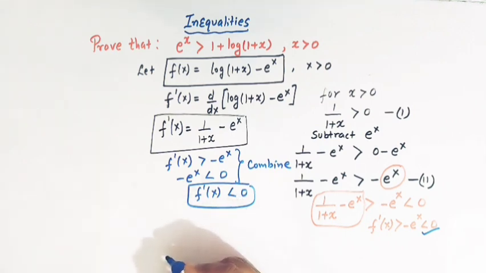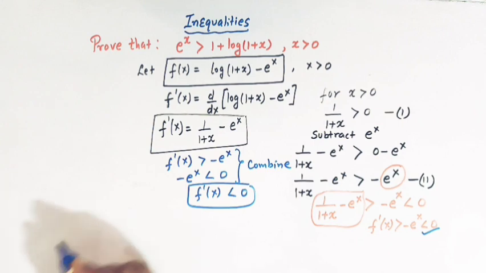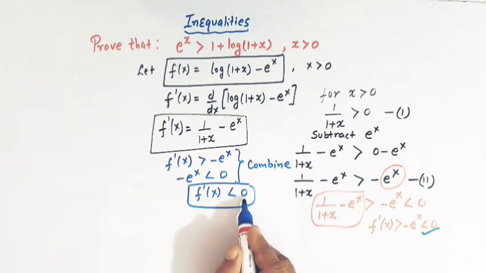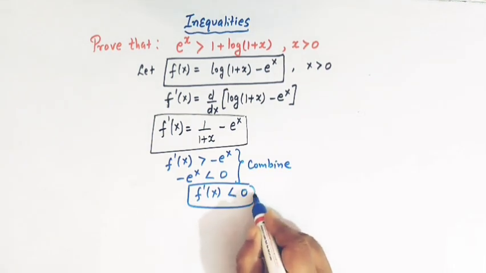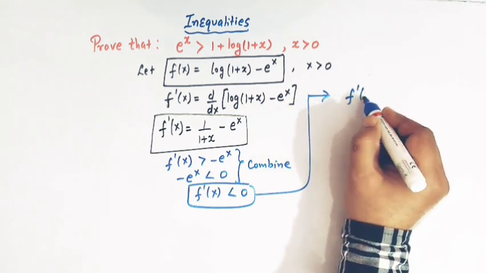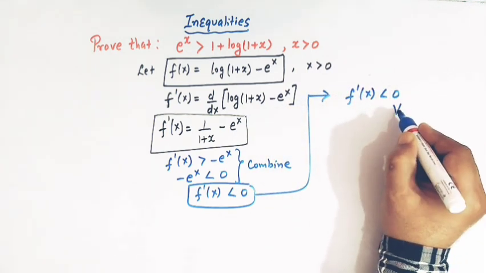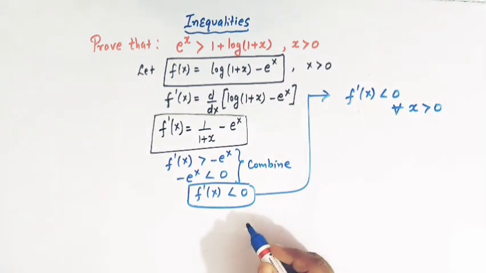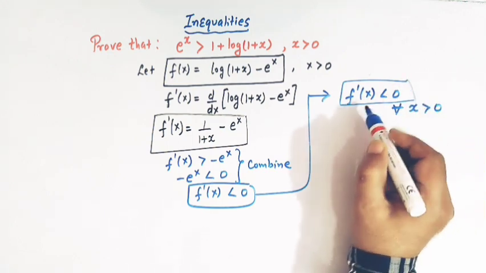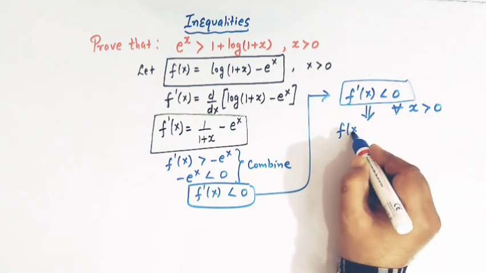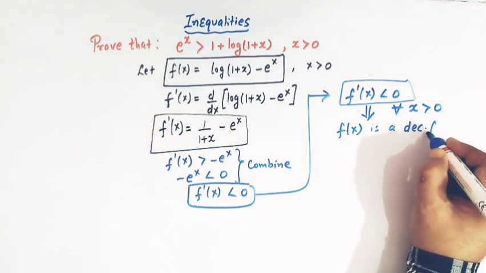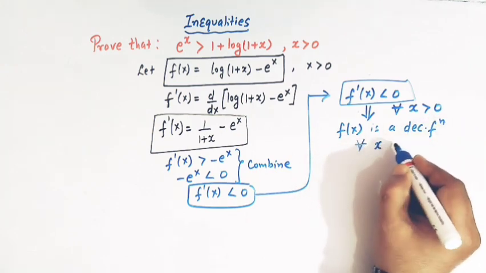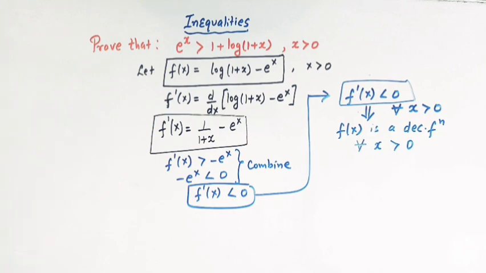And we know from application of derivatives that if the derivative of a function is less than 0, then the function is said to be decreasing, right? So this implies that f prime of x is less than 0 for all x greater than 0. So this inequality suggests that f of x is a decreasing function for all x greater than 0.